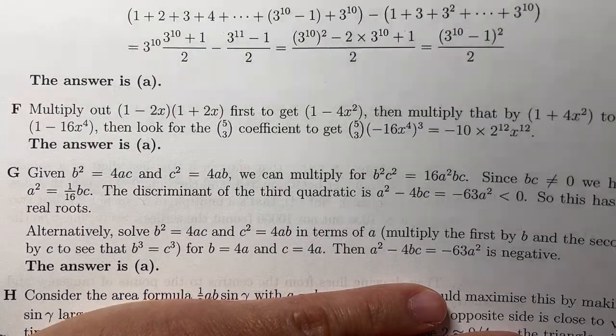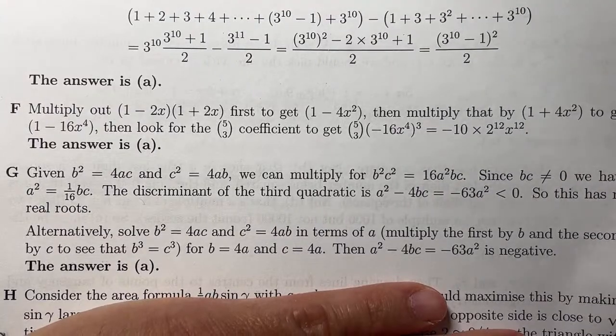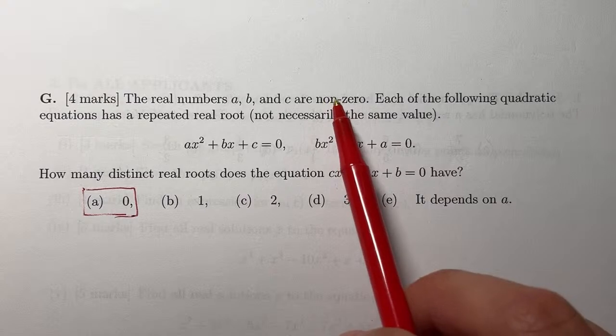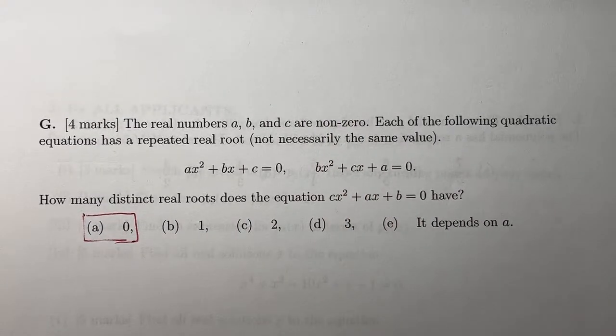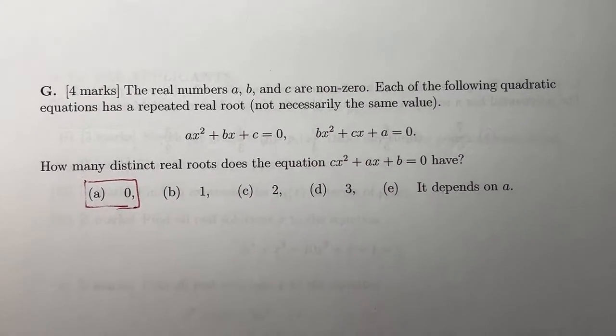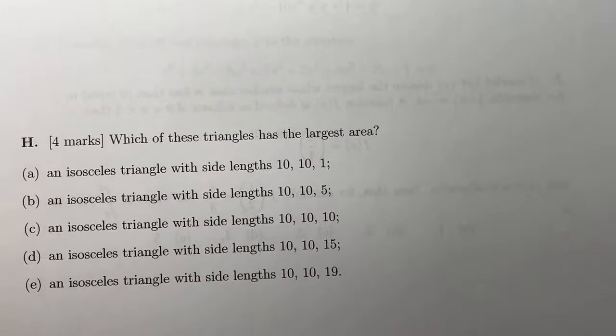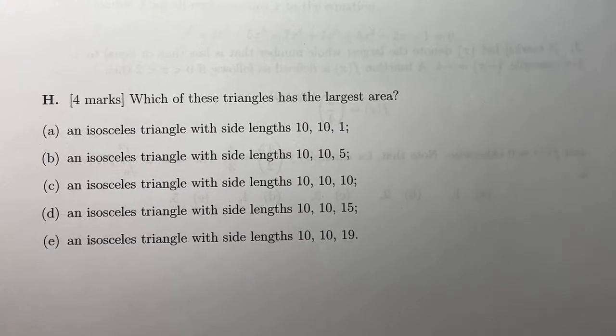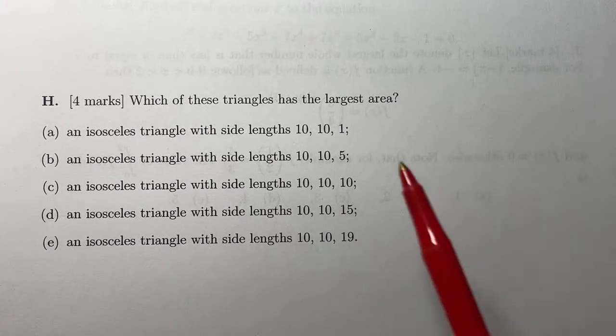Okay, cool. They do say A, B, C are non-zero right here, so we can't have them equal to 0. All right, I also did this one in a video on my blackpenredpen math basics channel.